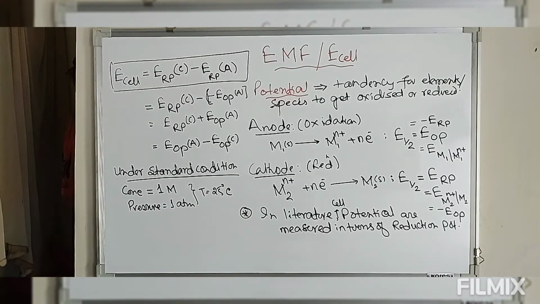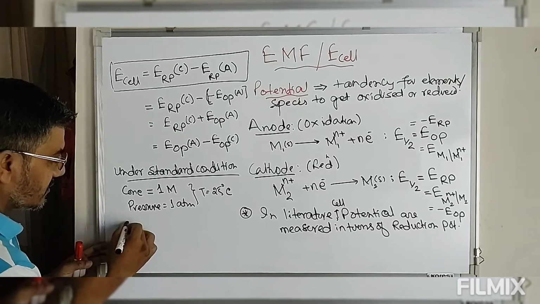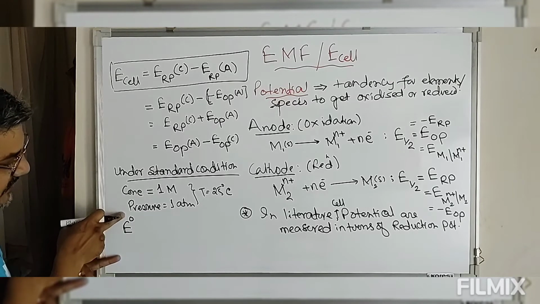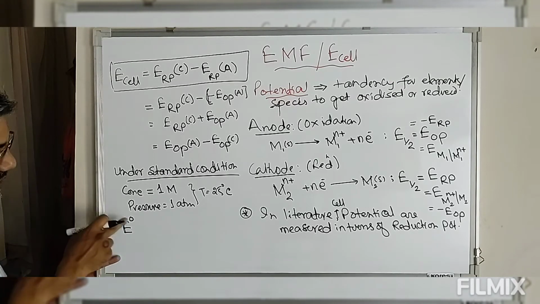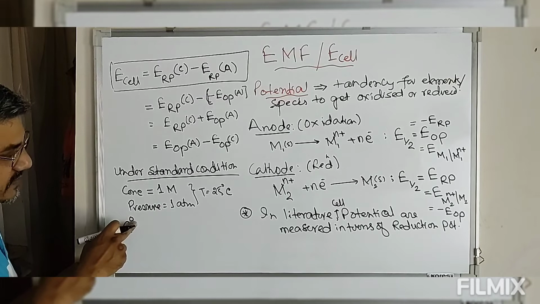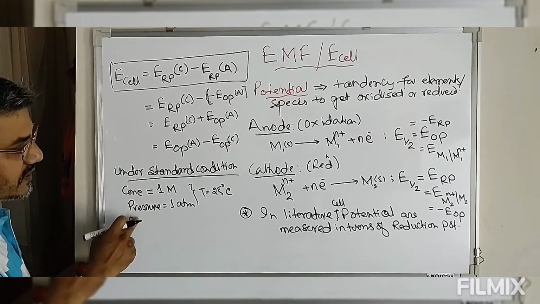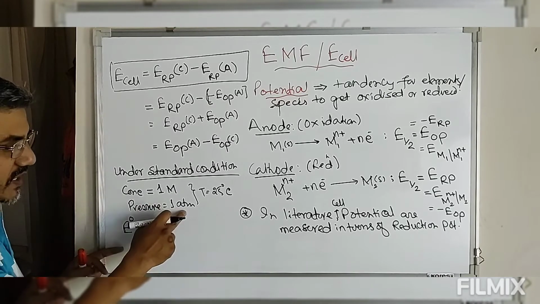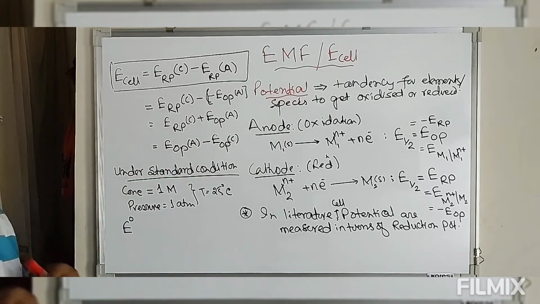So under this standard condition, the potential is known as the standard cell potential. So this is defined as standard cell potential. So this node represents standard condition. Standard condition is: concentration is 1 molar, if gases are involved the pressure is 1 atm, and the temperature is room temperature, that is 25 degrees centigrade.